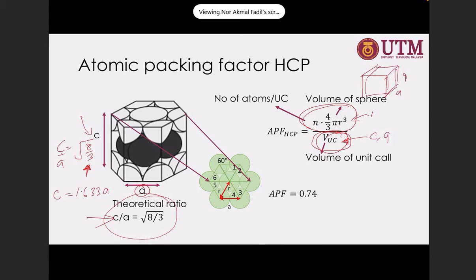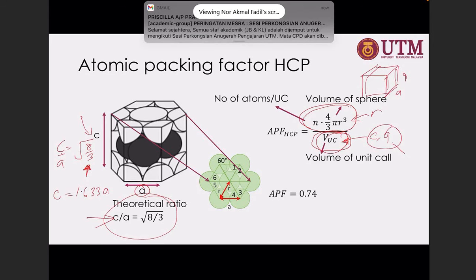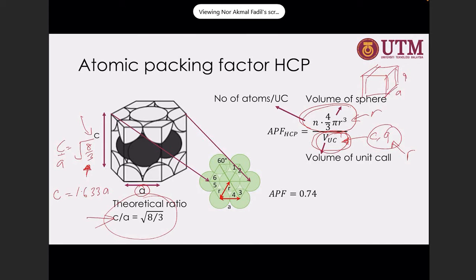So it has two constants. Since the sphere has R, you need to relate these constants with R, so that you can cancel all the length units in the volume of the unit cell. How to relate this? It is very simple. Look at A here. The length of A in this equation is equivalent to 2R.